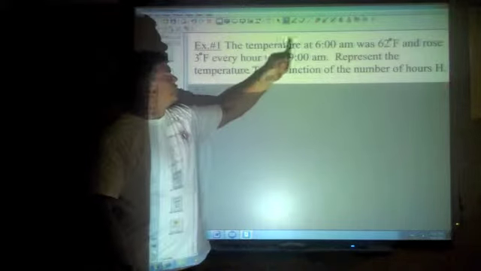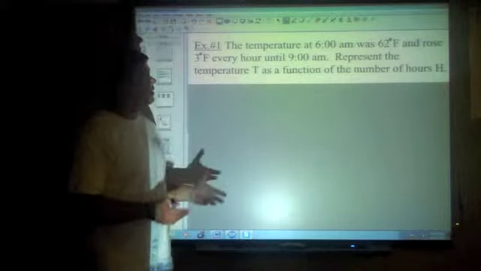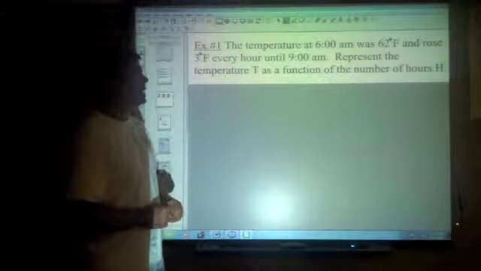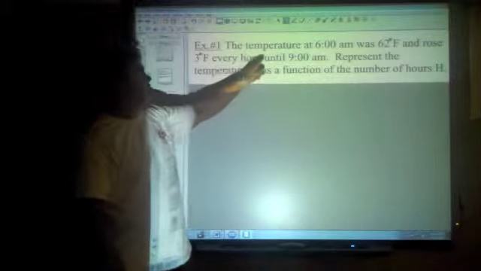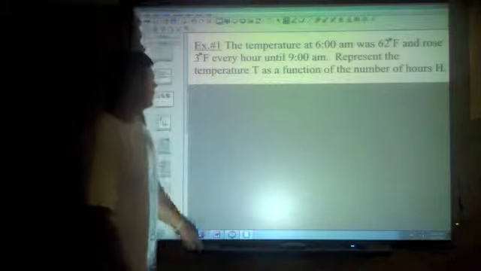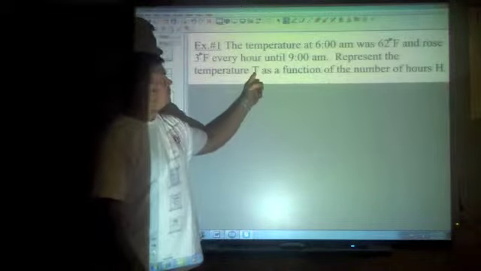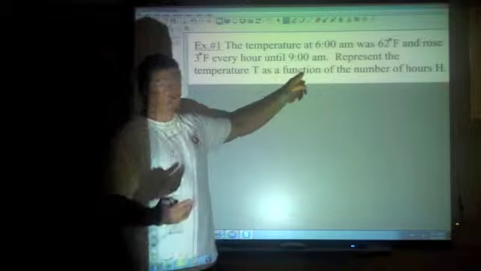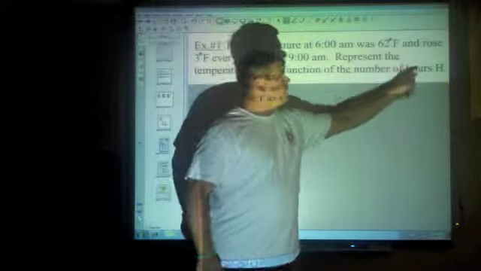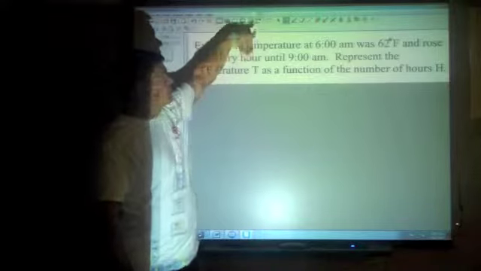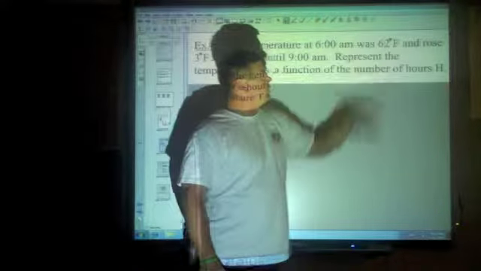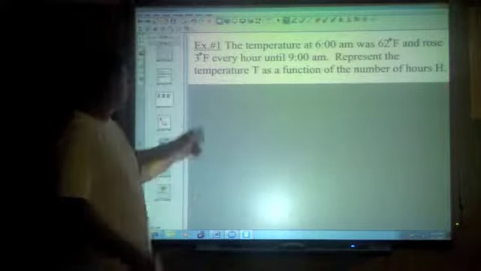All right, the temperature at 6 a.m., so in the morning, was 62 degrees Fahrenheit, and it rose 3 degrees Fahrenheit every hour until 9 a.m. Represent the temperature T as a function or a rule of the number of hours. In other words, is there some way of figuring out what the temperature is at each of the hours? All right? So we're going to go through a couple different things.